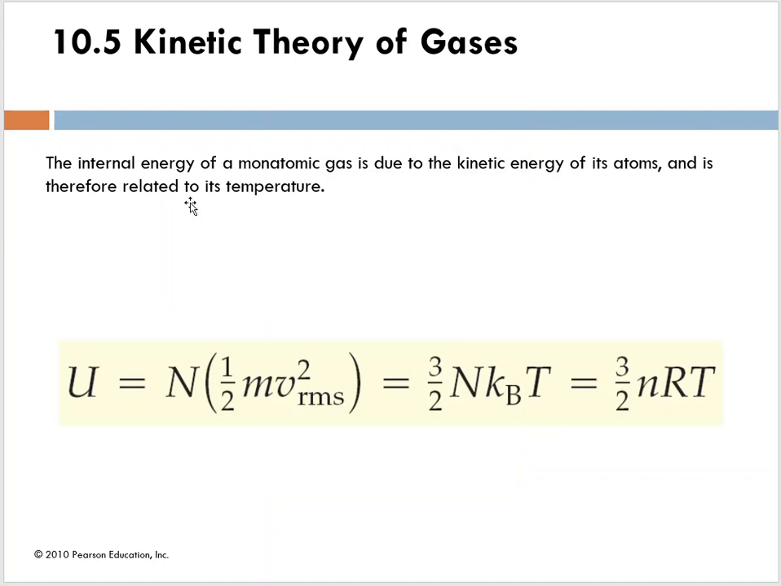The internal energy of a monatomic gas is due to the kinetic energy of its atoms and is therefore related to its temperature. So they're using U here for internal energy: the number of molecules times its energy, which is equal to 3/2 N k_B T, which is equal to 3/2 nRT. I think this is more of an equation that you chemistry kids would use quite often. I think you use a different term for the Boltzmann constant, an R.